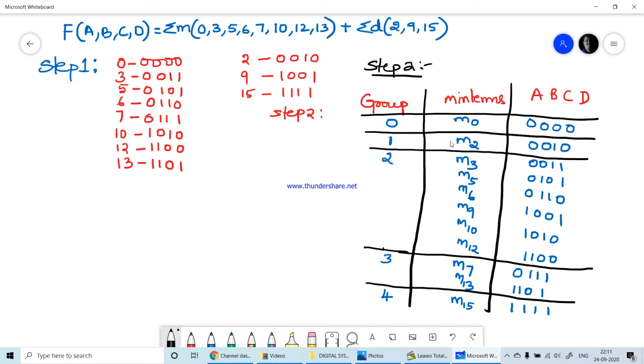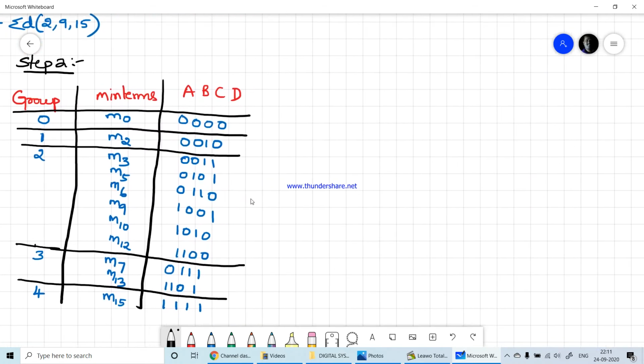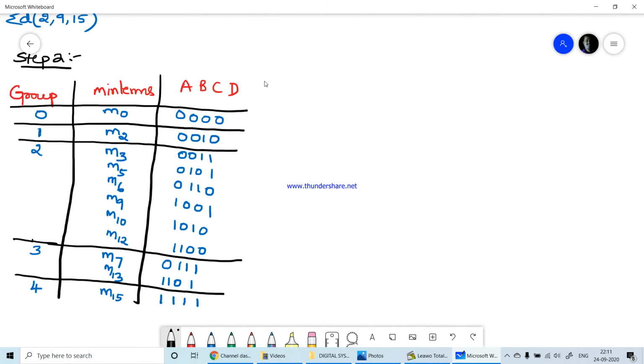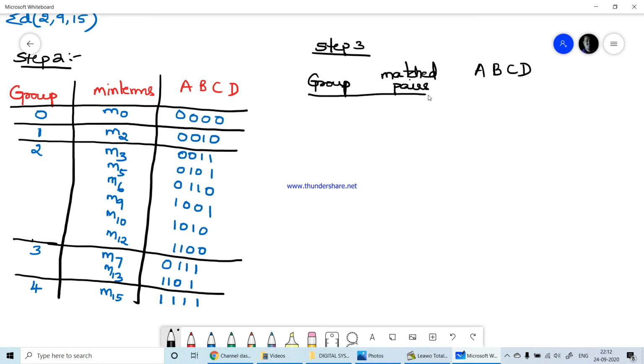Okay. Now step 3 is what? The next step, step 3, is again we'll write group. Now we will see matched pairs in the step 2 table, matched pairs or matched minterms, and then we'll see the matched equivalent ABCD binary values.